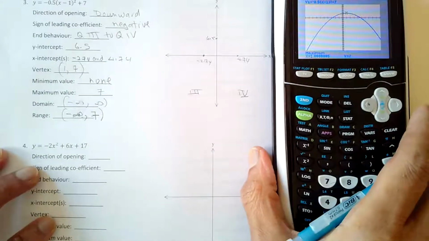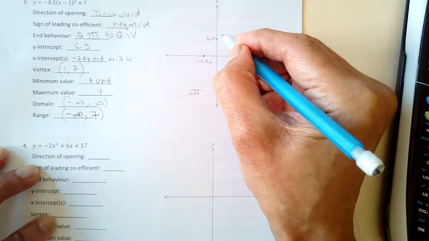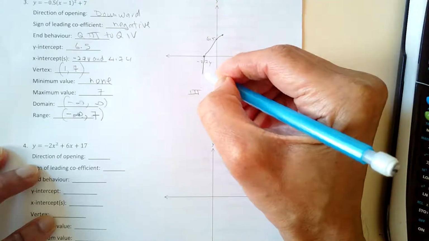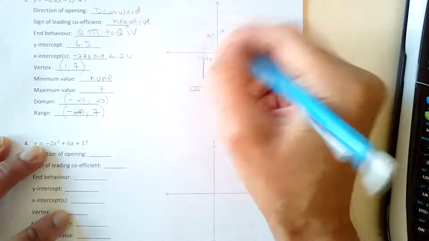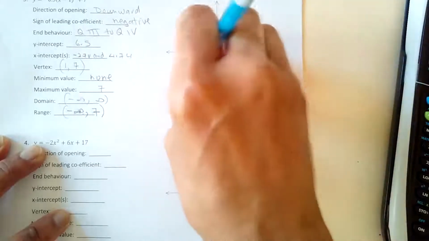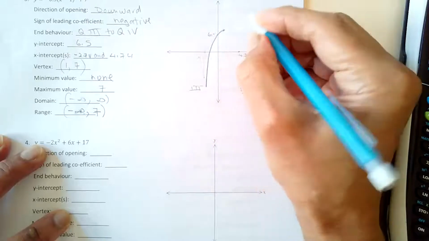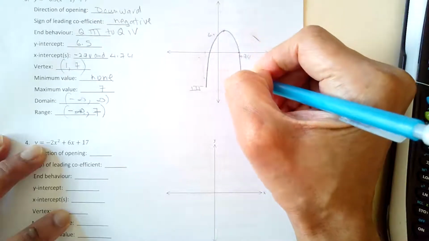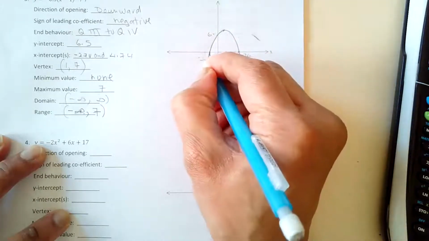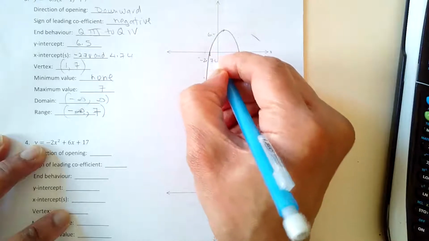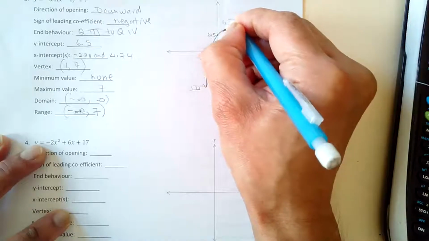So I'll do my sketch now. We know 1, 7 is here. This graph is going through here. Now, make it a little bit smoother. It's a little too far. Negative 2.74. And our vertex is 1, 7.